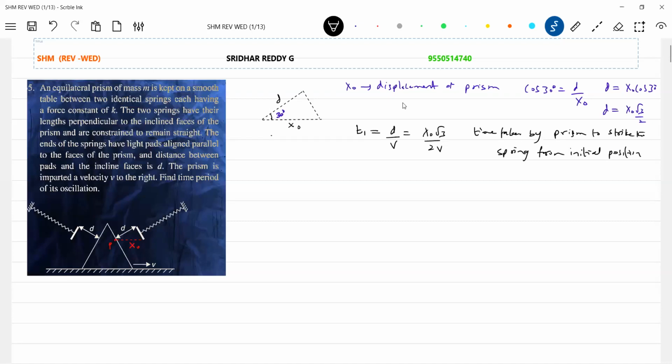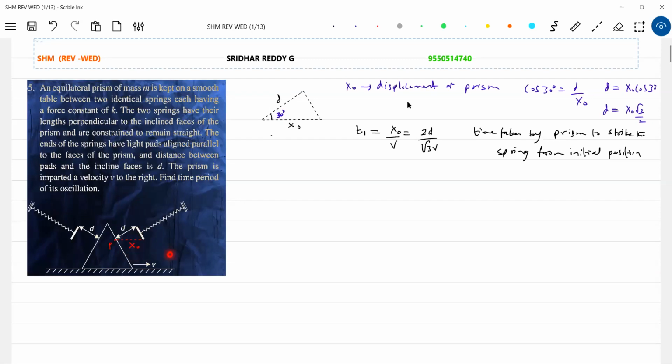Okay, there's the first part. Sorry, yes, x naught by v. Yeah, I made the correction. The prism has to cover a distance, the distance moved by the prism. Now when it moves a distance x naught, then what happened? It will go and strike the spring. So now what happened to the prism?